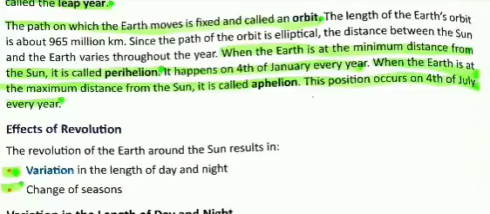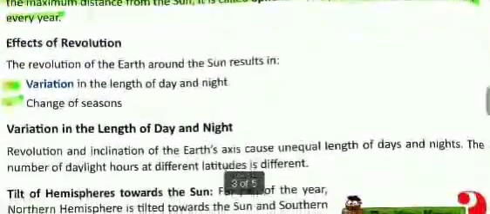When the earth is at the maximum distance from the sun, it is called aphelion. This position occurs on 4th of July every year.